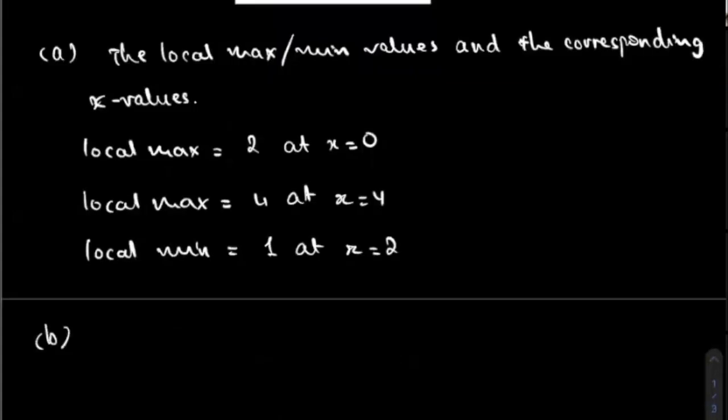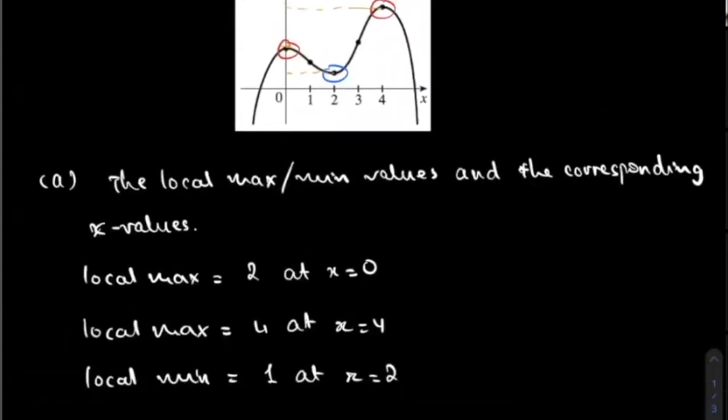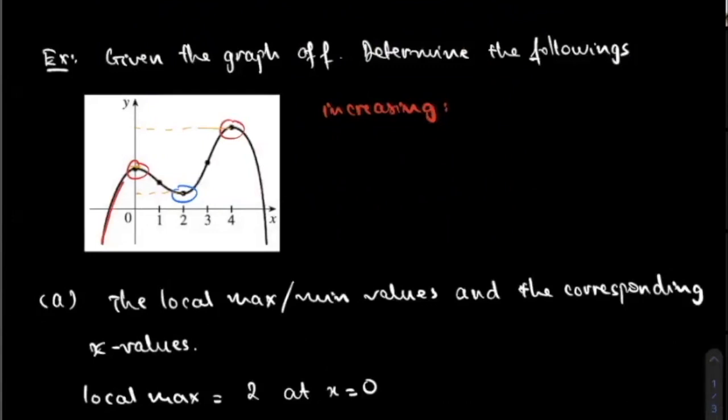Part B, determine the interval of increasing and the interval of decreasing. By looking at this graph, you can see that the curve is increasing from here to there, so I'm going to say this is from negative infinity to 0. For intervals of increasing and decreasing, we just use parentheses, we don't use brackets. I just want to clarify that. Another part of the curve is increasing, this part of the curve, from 2 to 4.